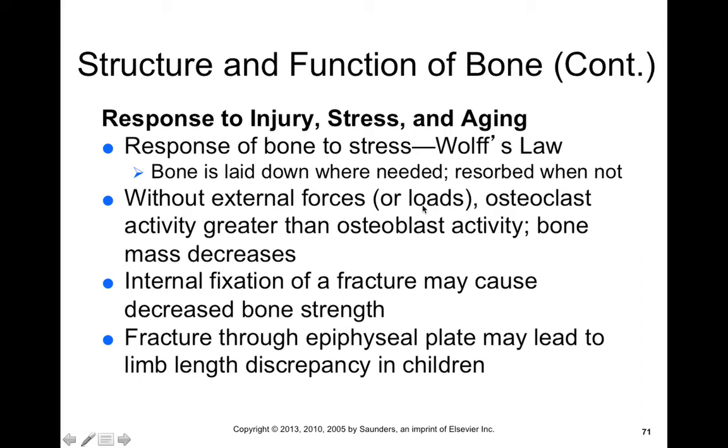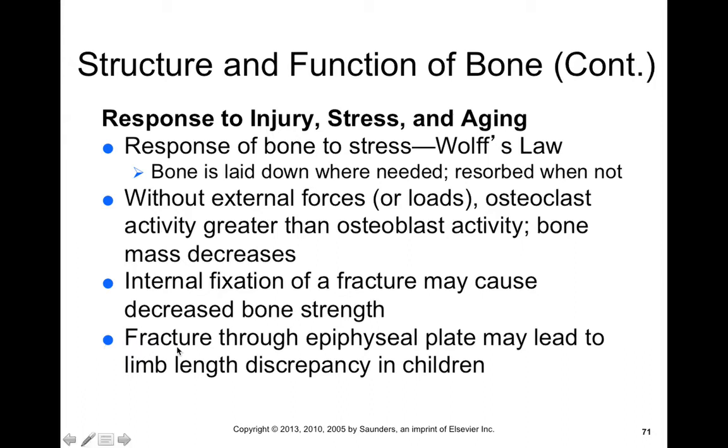So when external forces or loads are placed on the bone, what we find is that our bone mass can increase in those regions, but without external forces, osteoclasts can be greater than osteoblasts, so bone mass can decrease. Now, internal fixation of a fracture can cause a decrease in bone strength because, if you don't place stress on a bone, then the bone can atrophy. So one thing that's important to note is that you want to make sure that your clients are basically using their bones as much as possible, even if they have a bone fracture, within the limits of their pain threshold.